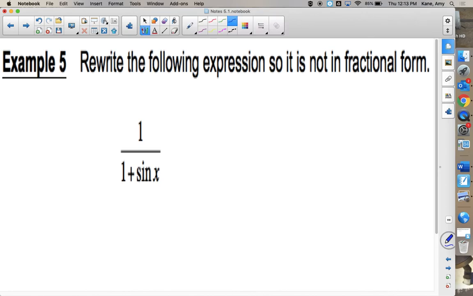So when you had, and this was just on the review, 2 minus i, the way we got rid of the i was to multiply it by its conjugate, 2 plus i. So the conjugate eliminates the i from the problem. So we're going to use conjugates here to help us eliminate the fraction.